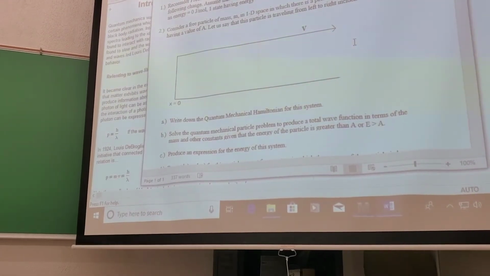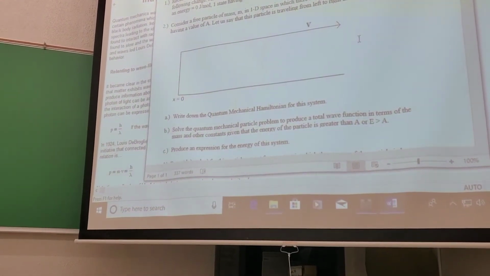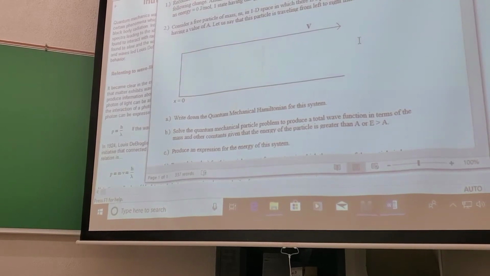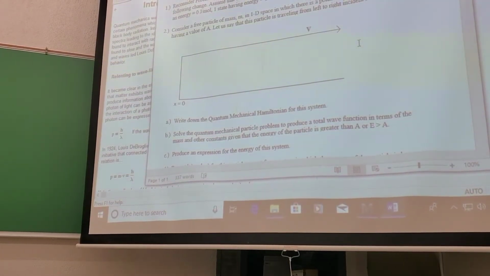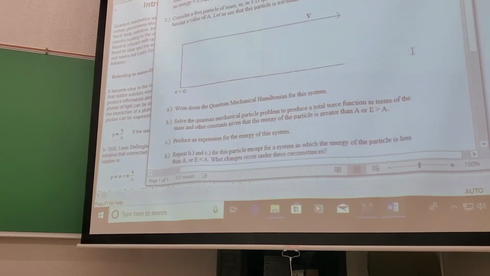So it's just a free particle problem all over again, except now you have a potential, and whether the energy is greater than or less than A goes to how you solve the differential equations. I think we just gave it away right there. See if you're paying attention.